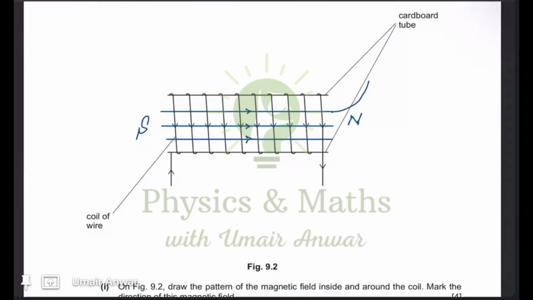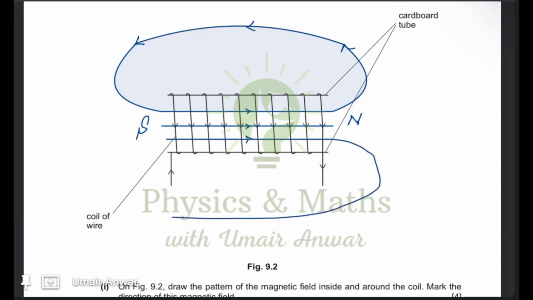Now after this, it would take a turn like this and would make a loop, and then it would return to the south pole. So this is how one loop is being made here. A similar loop could be made using this line.